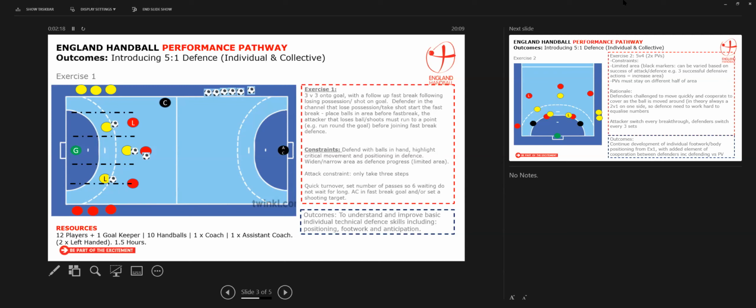So we've got that individual level, but also in the context of how you play handball. We have an attacking constraint as well. They can only take 3 steps, just so you have that fast turnover. And if they are being slow in wanting to attack, we're going to give a limit of passes onto the attack. So we get a result and we see that high quality defense and then quick turnover, so those 6 on the side aren't out for long.